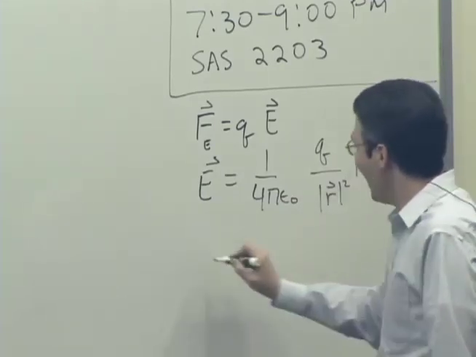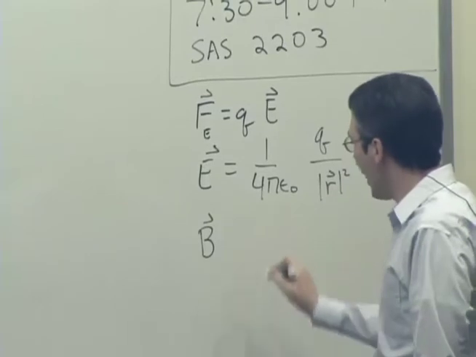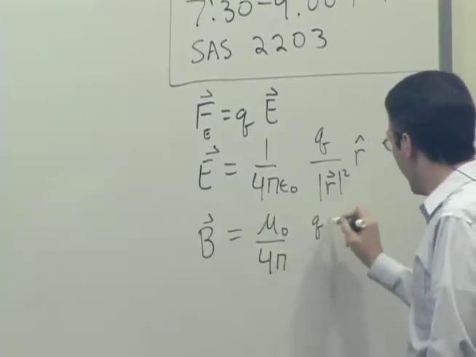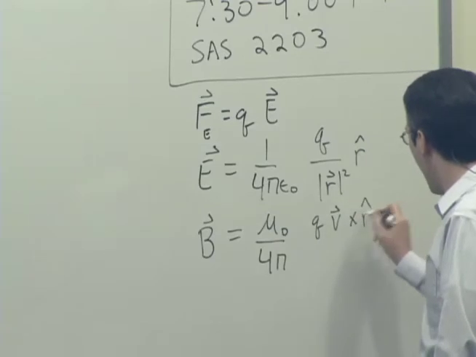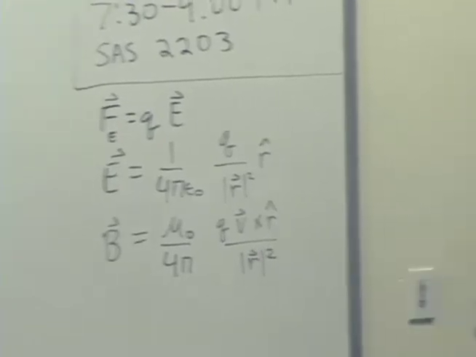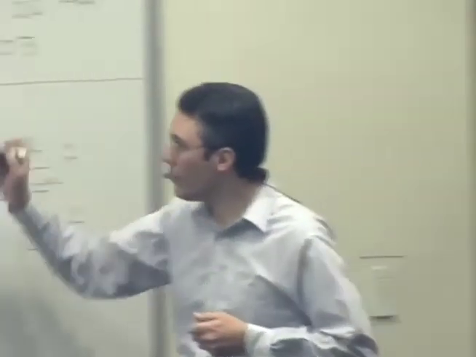times R hat. And what's new that you will need to memorize is the magnetic field of a point charge, mu naught over 4 pi, QV cross R hat over R squared. Okay, so that's the only new one for this test. So memorize.